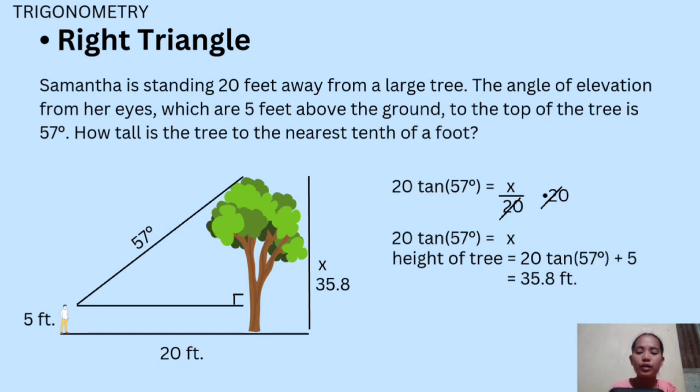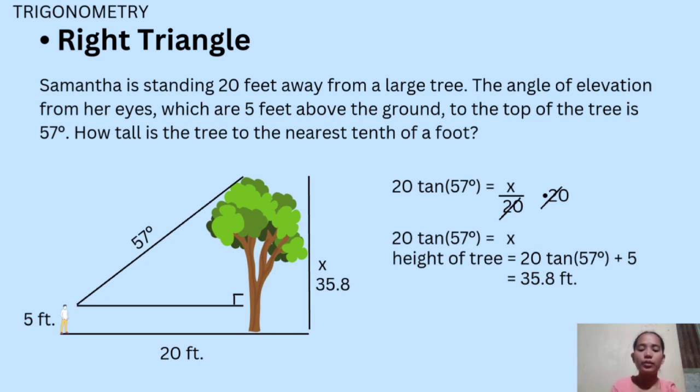Next topic, trigonometry. We have the right triangle, a triangle with a right angle. Let's read the word problem here. Samantha is standing 20 feet away from a large tree. The angle of elevation from her eyes, which are 5 feet above the ground, to the top of the tree is 57 degrees. How tall is the tree to the nearest tenth of a foot?